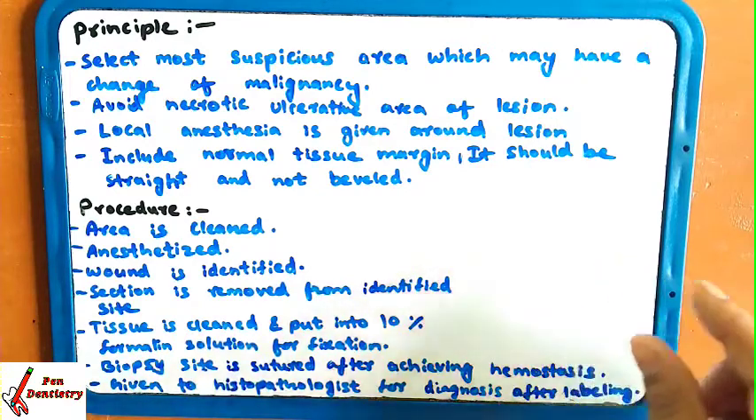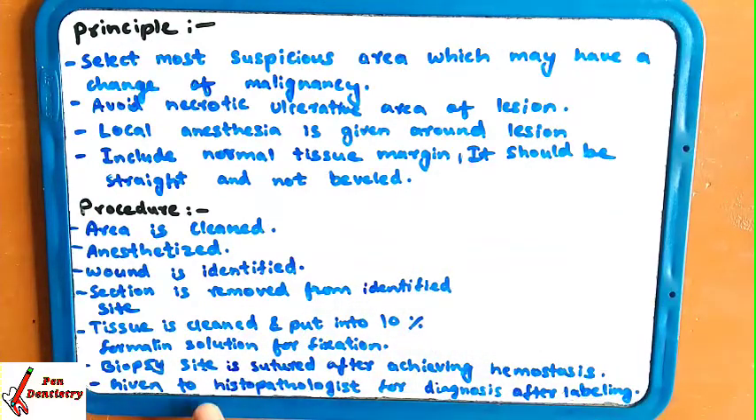The tissue taken is labeled and then given to the pathologist for the diagnosis purpose. So this is the procedure, how you are going to do the biopsy of the patient, how you are going to take the tissue from the lesion site and send it to the histopathologist. So this is the video based on the biopsy.